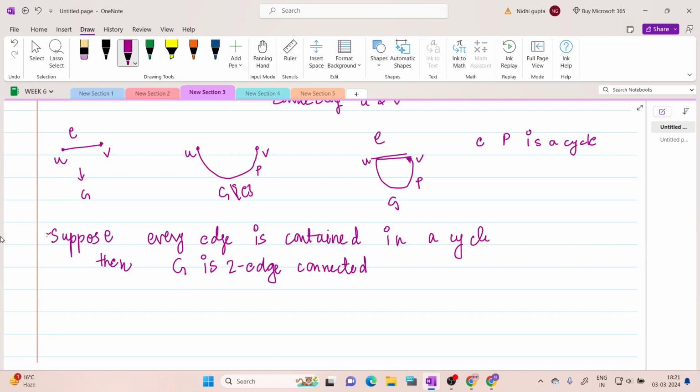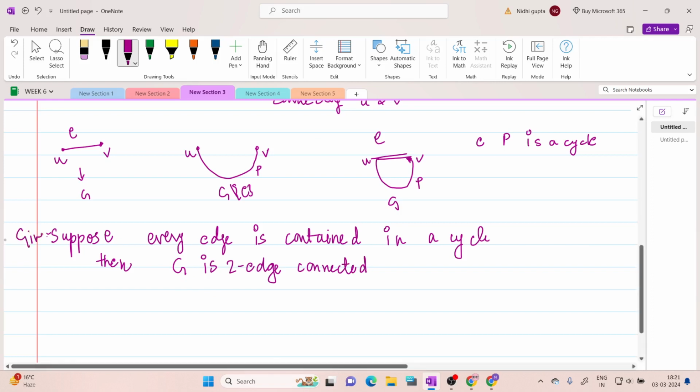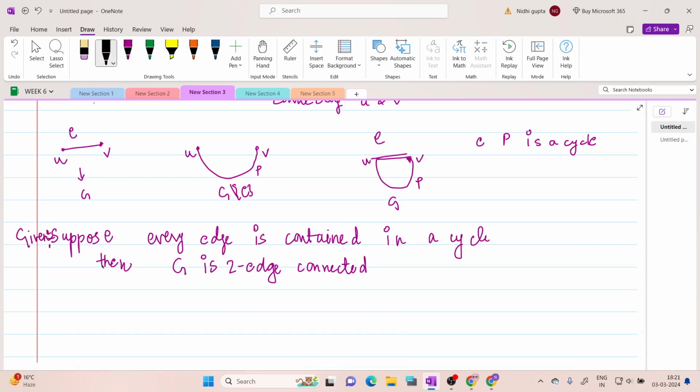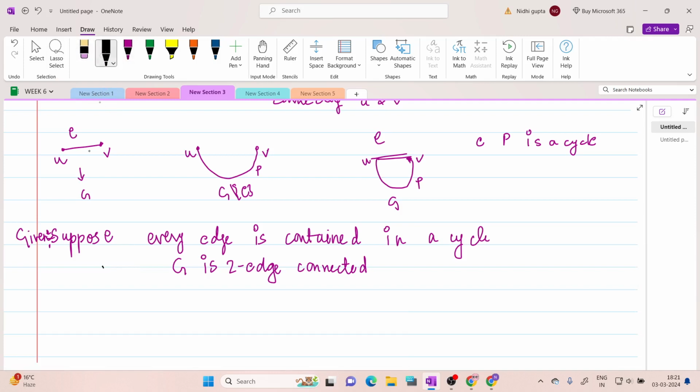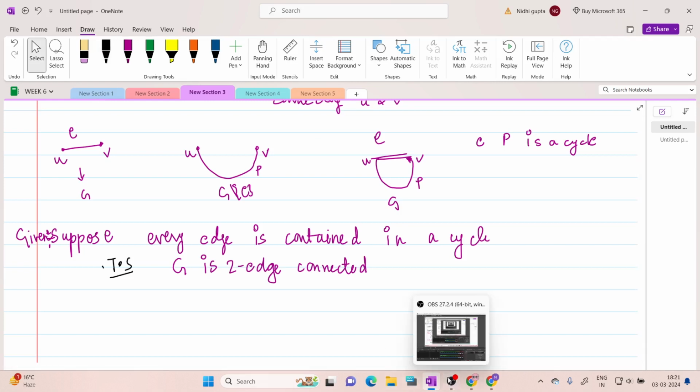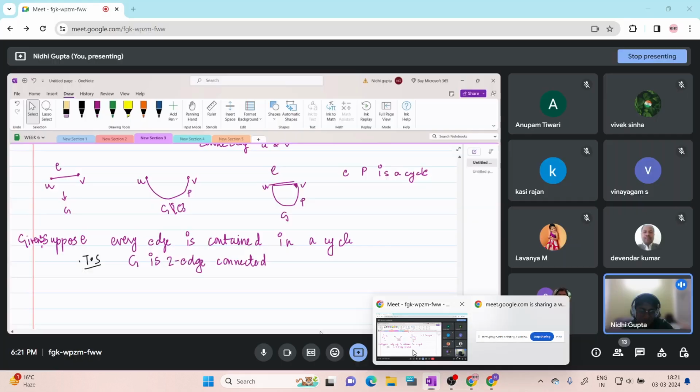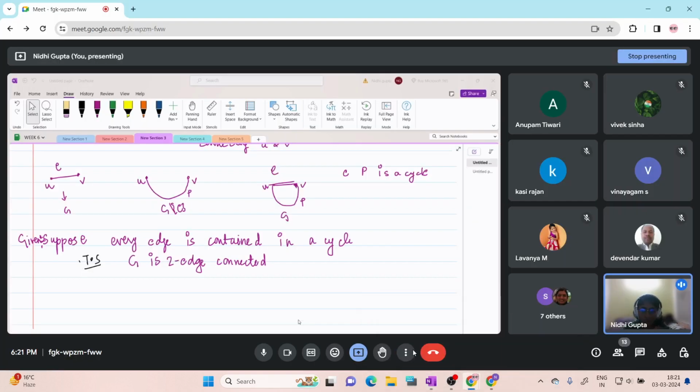So basically we are given this, and we have to show G is 2 edge connected. If we have to show that G is 2 edge connected, what do we have to show? First of all, what do we need to check? If we want to say that G is a 2 edge connected graph, what do we have to check?